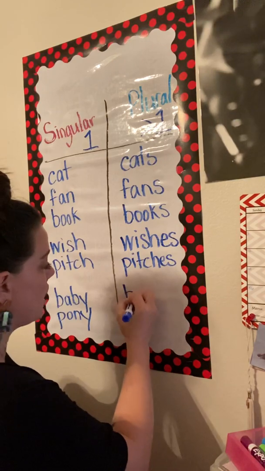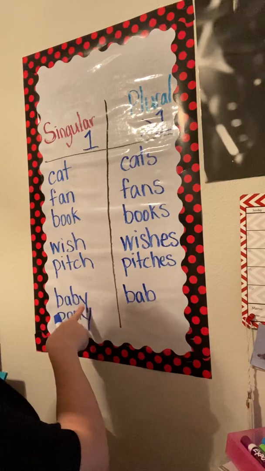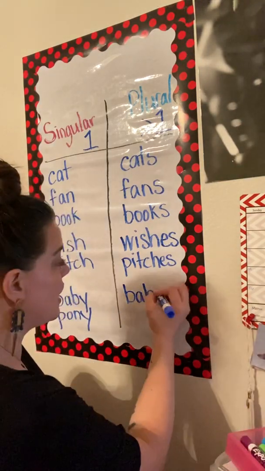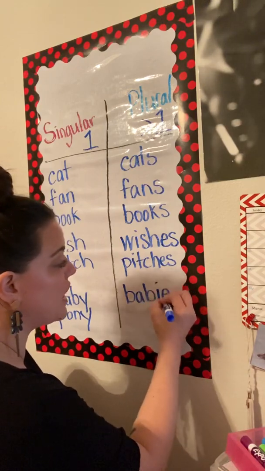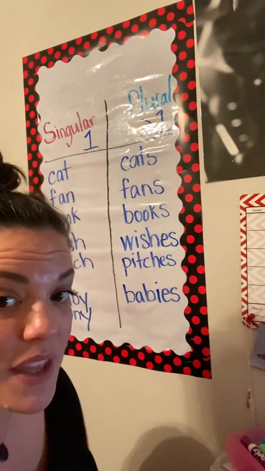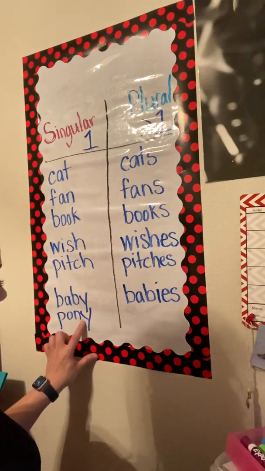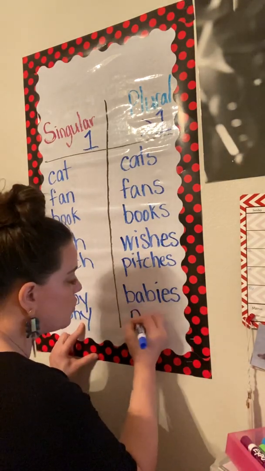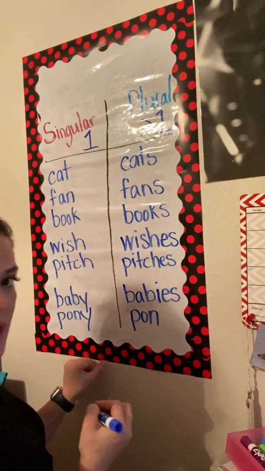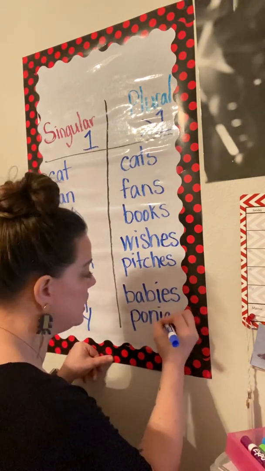You are going to start out with baby, but then you get rid of the Y. The Y goes away, and you put an I, and then you add your ES. Same thing for the other word that ends in Y. Pony, okay, ends with the Y. So I'm going to write the word pony, and the Y goes away when it's plural, and you add an I instead of the Y, and then your ES.